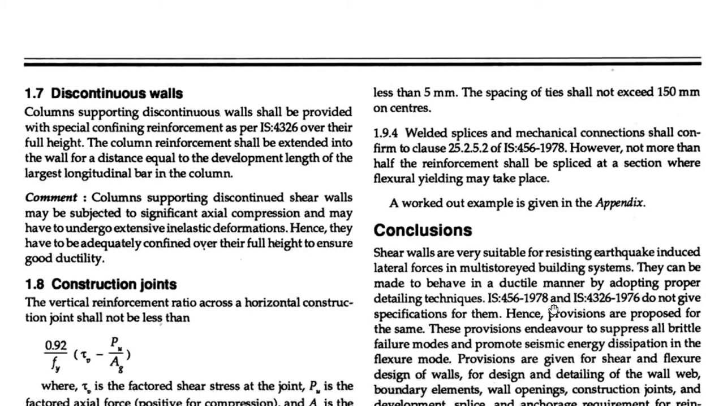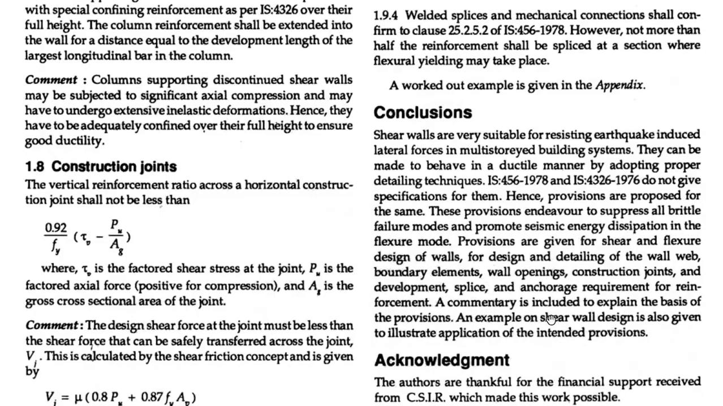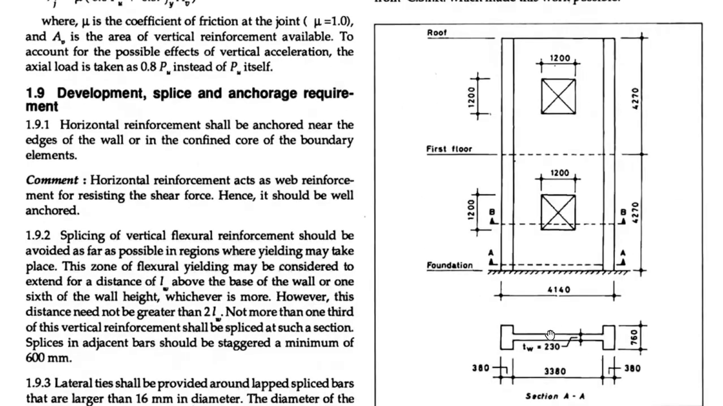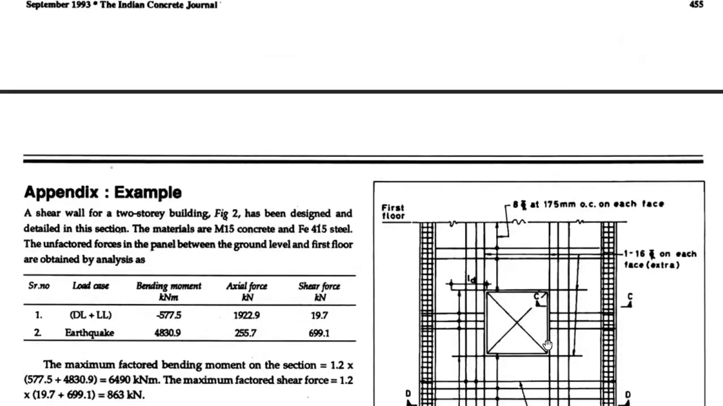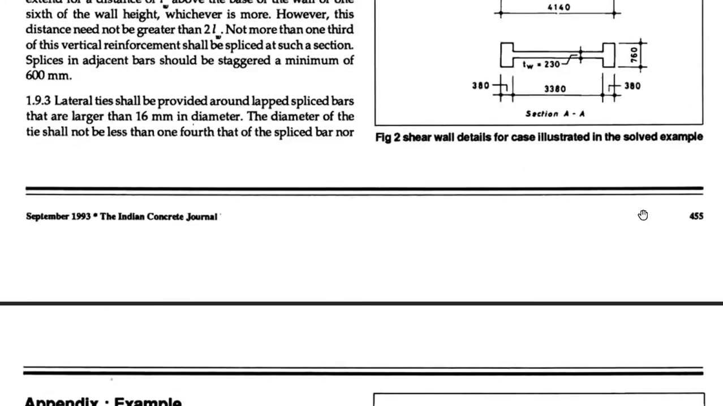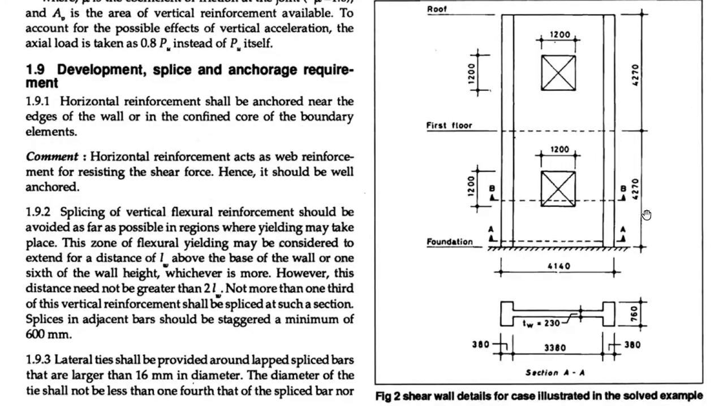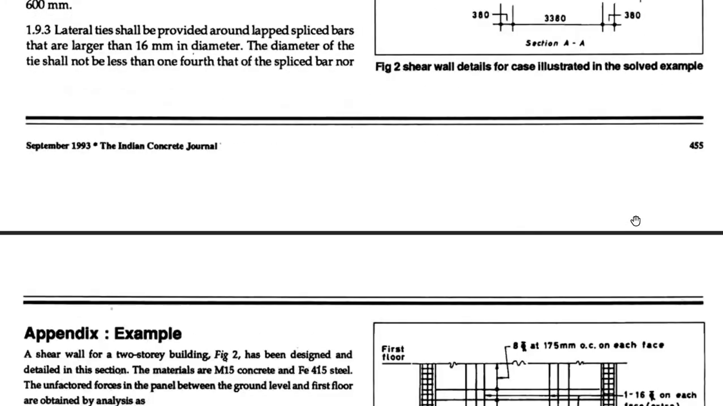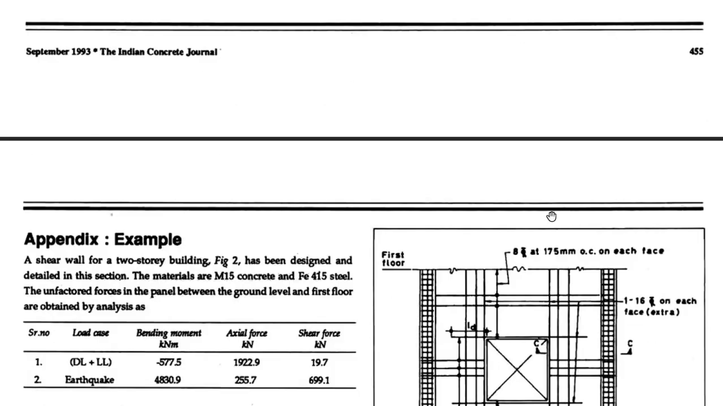That's all about the design provisions for shear walls. Now let's look into an example. A shear wall for a two-story building, shown in figure 2, has been designed and detailed in this section.